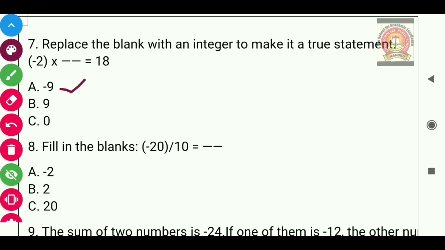Question number 8. Fill in the blanks. Minus of 20 divided by 10. Rules of multiplication and division are the same. 10 twos are 20. But here one negative integer is there. So obviously the quotient will be minus of 2. Minus 2.